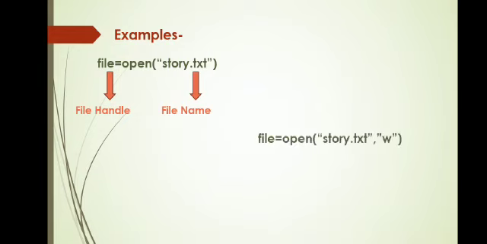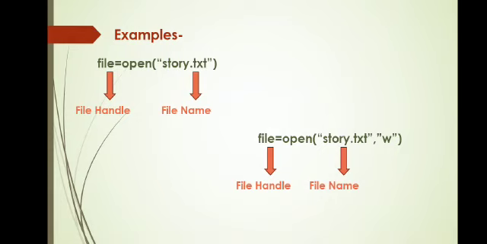Next example: file is equal to open, and here I have written both the arguments. The first one is story.txt, that is the name of the file, and the second is the mode, that is the W mode. Now what is the significance of this mode? This is basically the write mode. We are going to talk about what happens in W mode later on in this video. Here again, file is the name of the variable, and this is the file name.